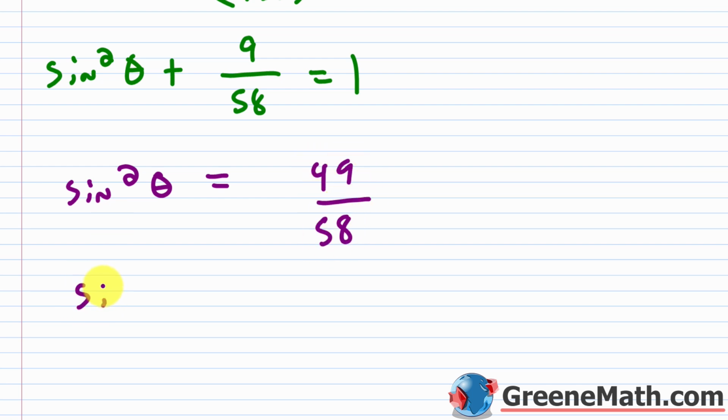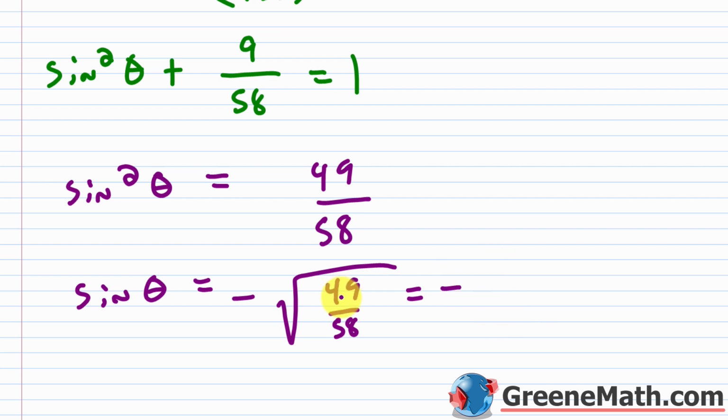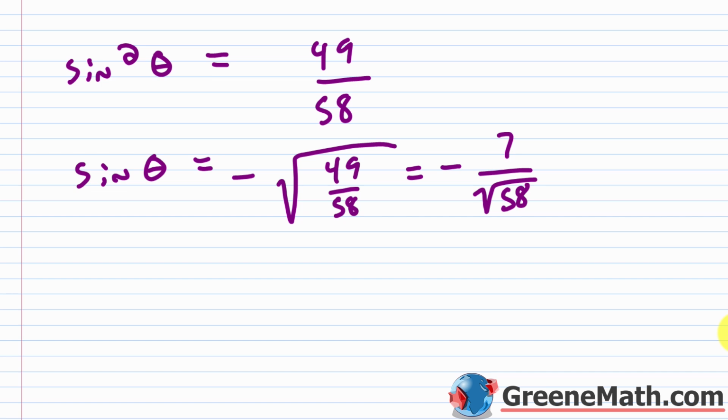Okay, so to get sine of theta, remember you're taking the square root of each side. So do you want the positive or the negative square root? Remember, sine of theta is going to be negative in quadrants 3 and 4. We're in quadrant 3, so it's going to be negative. So I want the negative square root of 49 over 58. And of course, this is equal to the negative of, the square root of 49 is 7, so we'd have 7 up here, over the square root of 58. And to make this a little bit cleaner, because again, we want to rationalize the denominator, sine of theta is going to be equal to the negative of 7 times the square root of 58 over 58, right?